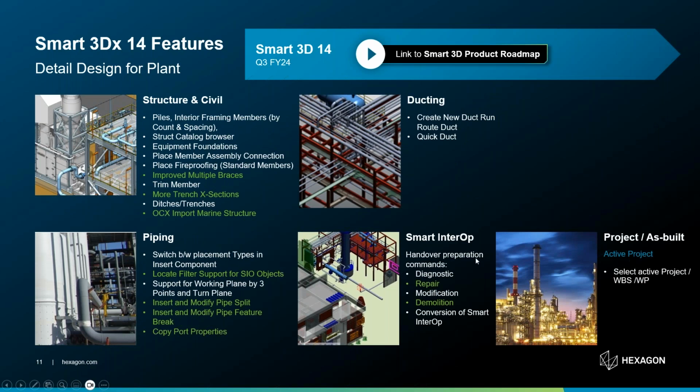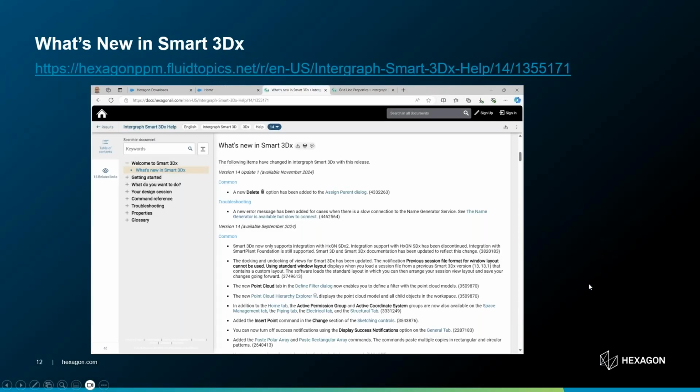You can see that we have started also bringing in smart interop commands, as well as some of our project as-built features into our modernized Smart 3D client. Please remember that this is a work in progress, so you'll see this list of functionality rapidly expanding. What's new? We have the complete list of Smart 3DX 14 functionality in Fluid Topics in our online help. Please don't forget to review this document. There's a lot of information in it.